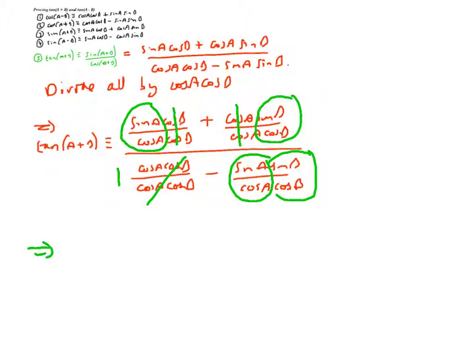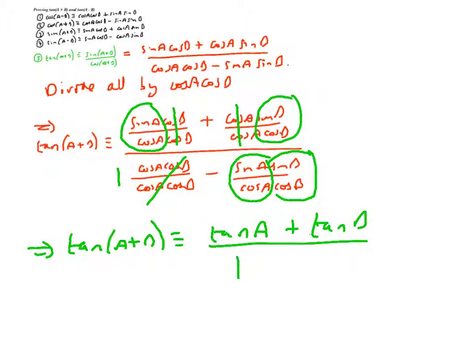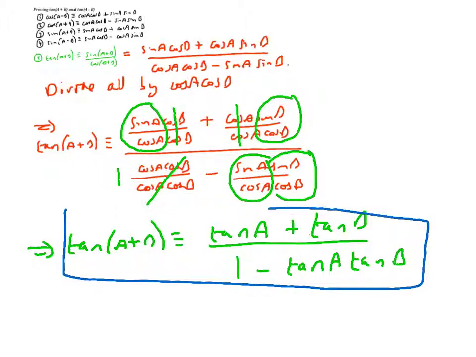So I can say that tan(A + B) is always equal to tan A plus tan B, all over 1 minus tan A times tan B. So this is our fifth core identity, or fifth core addition formula.